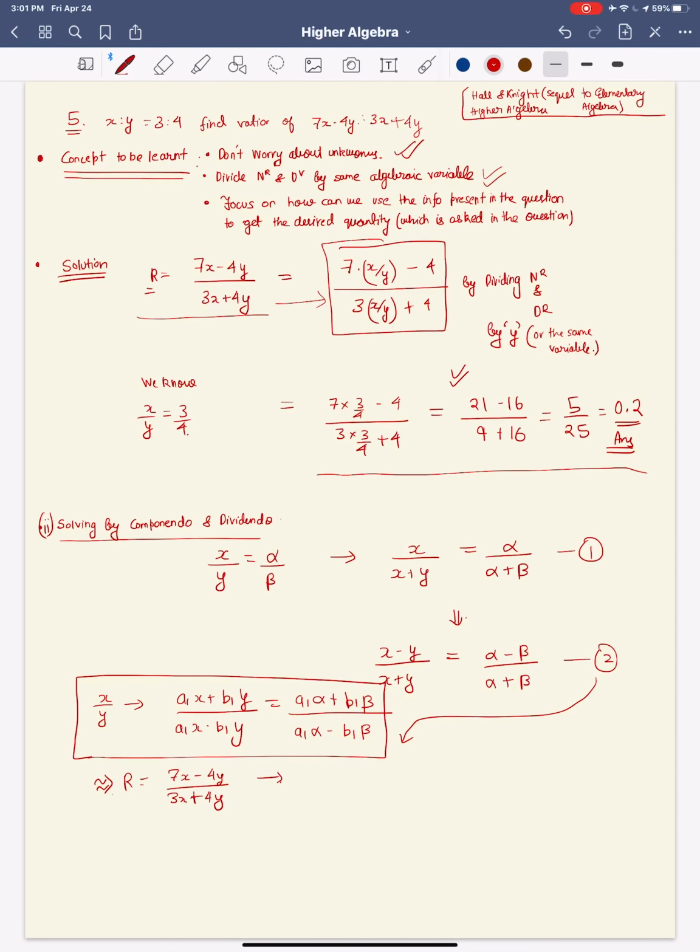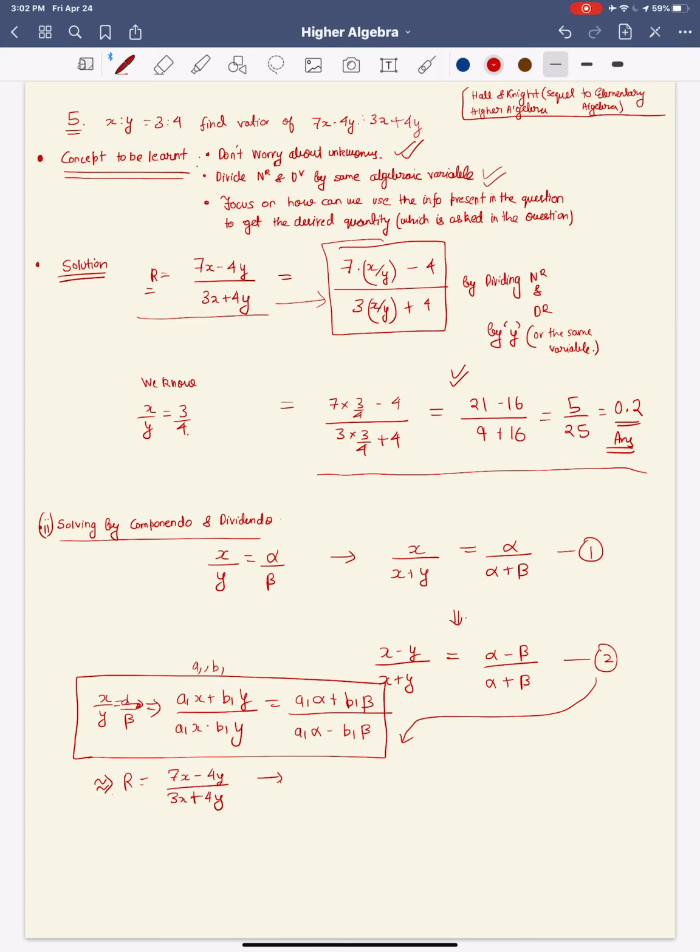So another extension of componendo and dividendo is that if there is a ratio x over y such that it is alpha over beta, then we can manipulate it with some real coefficients a1, b1 such that we get the final values as a1 alpha plus b1 beta over a1 alpha minus b1 beta. So this is just a useful extension that we should keep in mind.